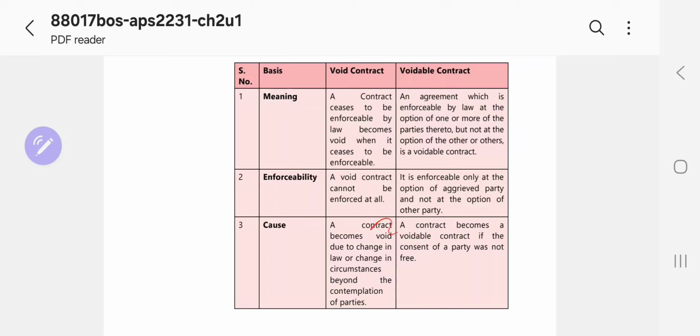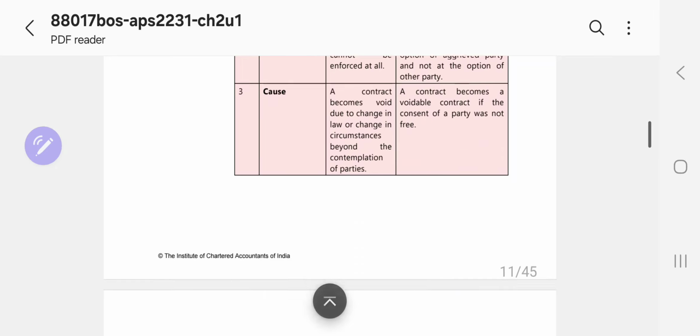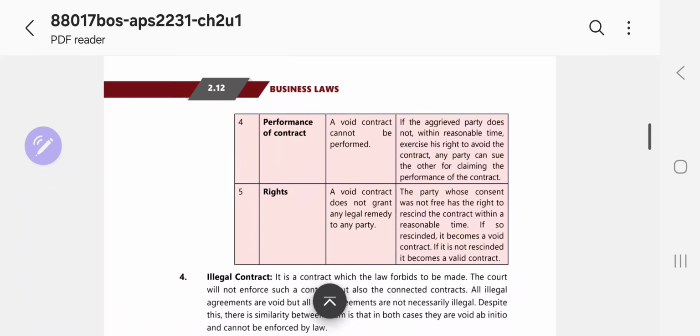Now third thing is cause. A contract becomes void due to change in law or change in circumstances beyond the contemplation of the parties, due to uncertain events or the events which are not in control of the parties. Then that contract becomes a void contract, because the legal enforceability is not there when an uncertain event happens. But under voidable contract, a contract becomes voidable if the consent of the party was not free. So these are the main differences between the void contract and the voidable contract.